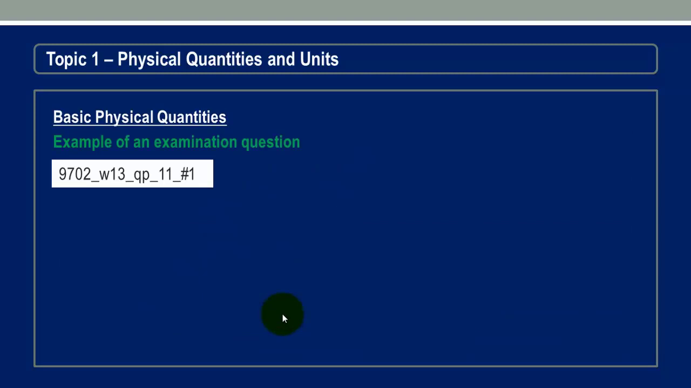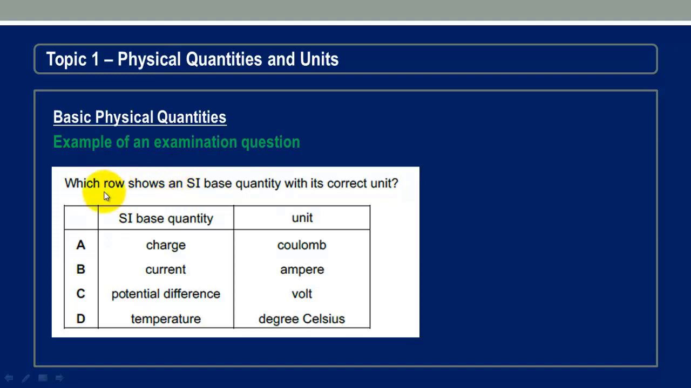Now let's look at examples of basic physical quantities. We are going to look at an example of an examination question, and this is October-November 2013, paper 1, question number 1. This question states as follows. Which row shows an SI base quantity with its correct unit?